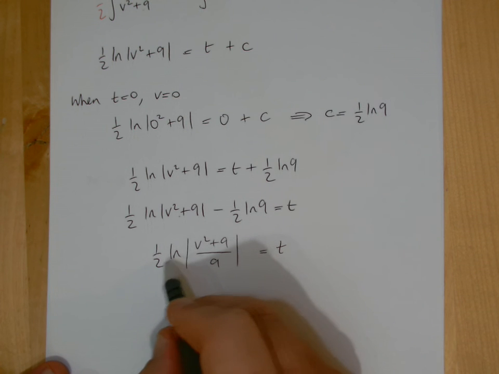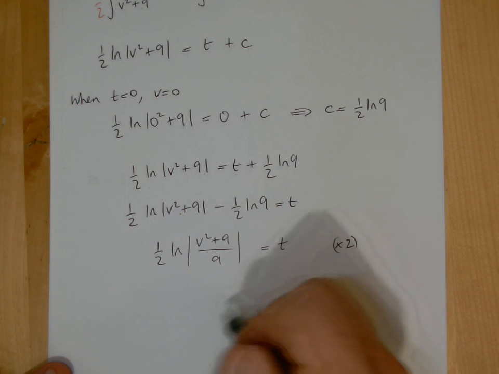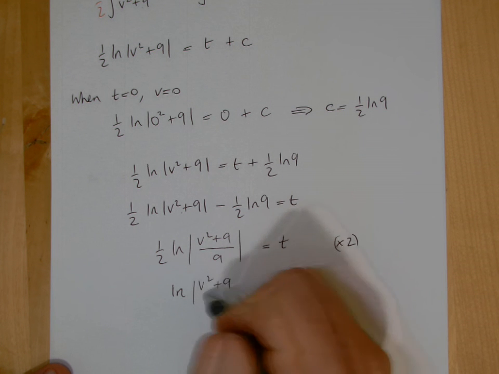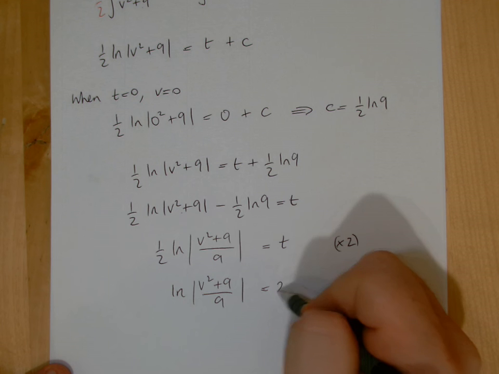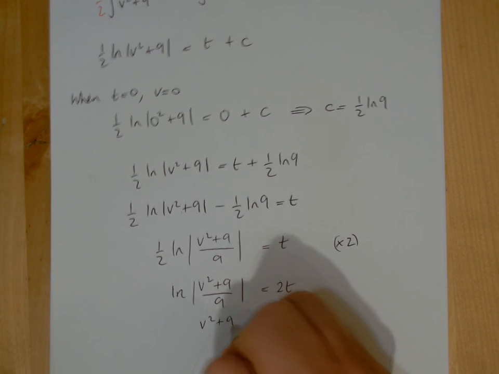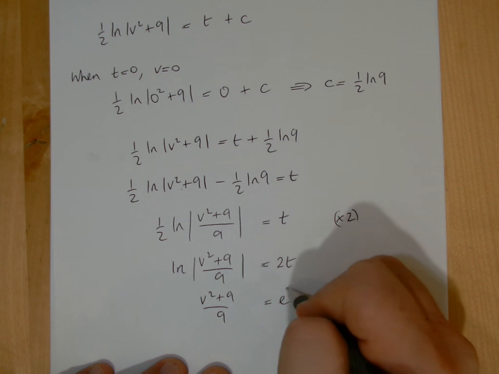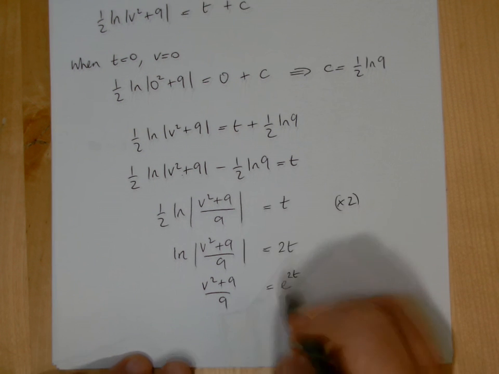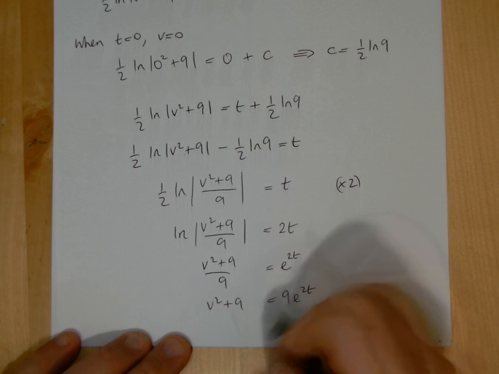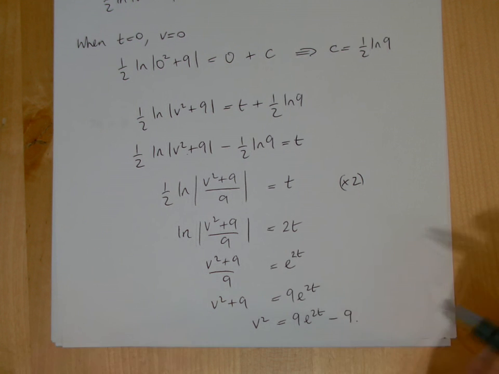We want to get v equals, as we said, so let's just get rid of this half first. So let's times through by 2. Okay, so we'll have ln of v squared plus 9 over 9 equals 2t. Take the ln over, so we have v squared plus 9 over 9. So when you take the ln over, you do the inverse of that, which is the inverse operation of ln, e, the exponential function, so e to the 2t. Take the 9 over, so we have that there. And then we'll take this 9 over to the side, so we get v squared equals 9e to the 2t minus 9.